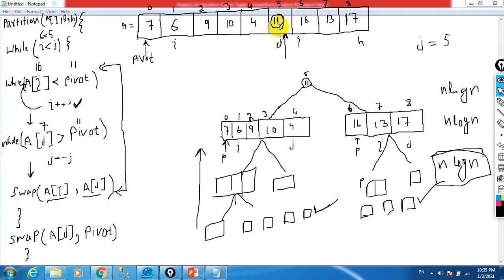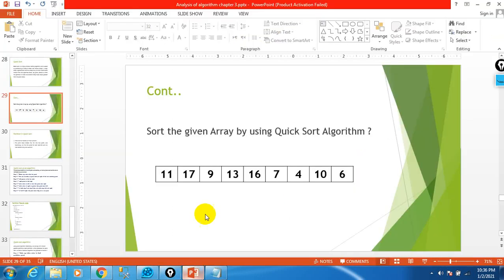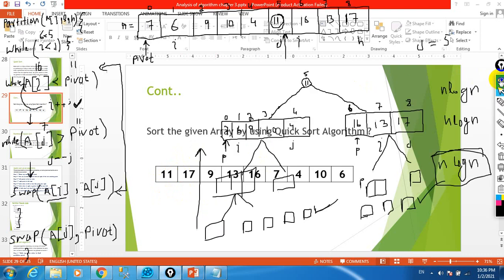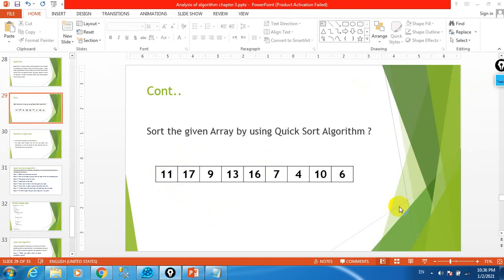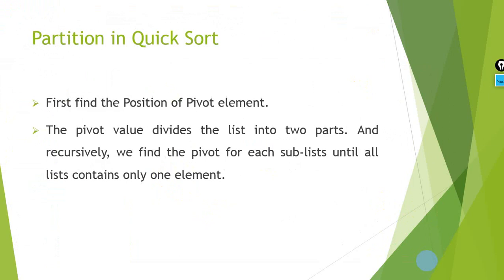Now in this lecture, we will explain some more portion of the quick sort algorithm. What we have in the slides is an array, and we found the actual position of the pivot value in it. Let me explain some more slides about quick sort.